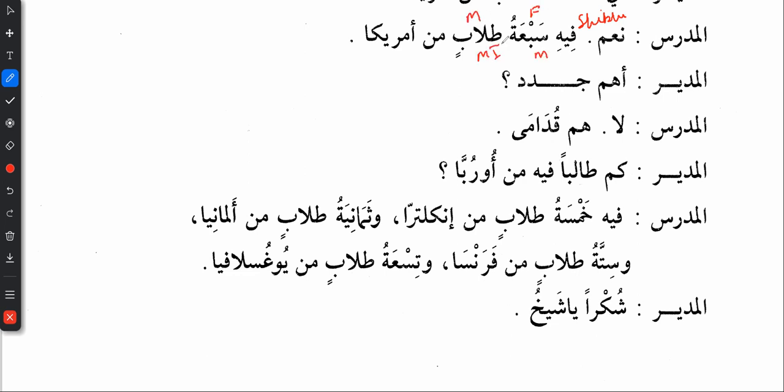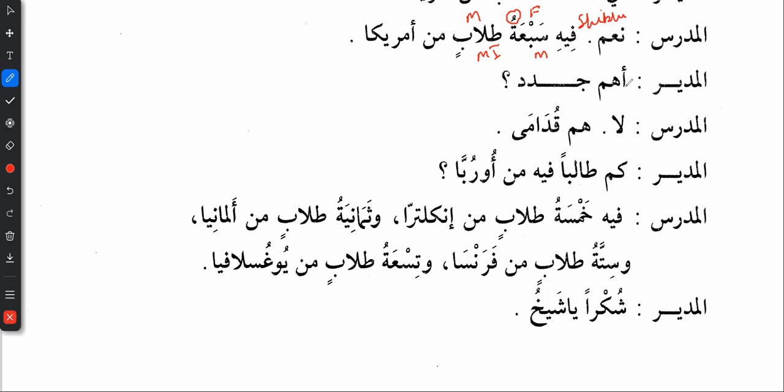And fihi sab'atu, why does it have a dhamma? Because the mubtada is pushed back. So the mubtada is always in marfu' case having a dhamma. Sab'atu tullabin min America means, he has how many students in his class? 7 students from America.